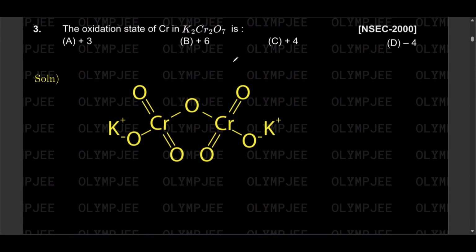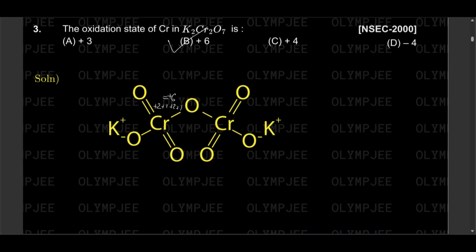Next, the oxidation state of Cr in K2Cr2O7. The structure for this compound is given in the d block chemistry chapter of NCERT. So let us see. This will be contributing +2, this will be +1, this will be +2, and this will be +1. So this will lead to a +6 oxidation state. So the answer is +6.